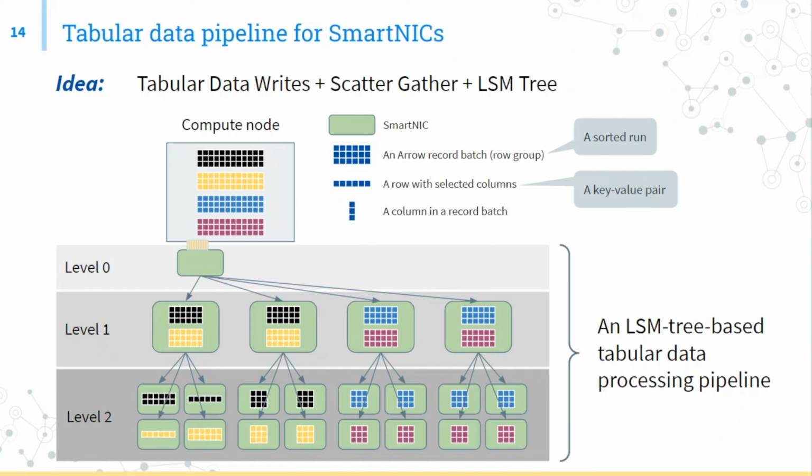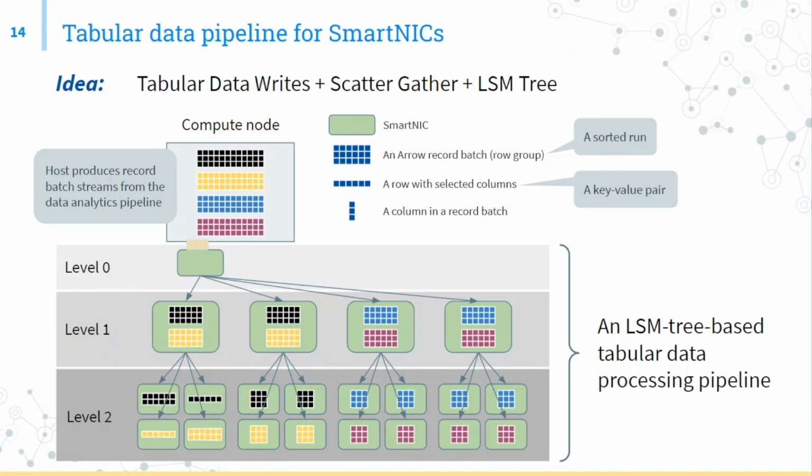Let's talk about the details. Along with the data analytics pipeline, assuming the HPC compute node generates tabular data, which has been serialized to Arrow record batch streams and sent to the local SmartNIC. Here, for key-value pairs in the LSM tree, we define the key as a row identifier in the tabular data, and the value as a tuple of column values in that row.